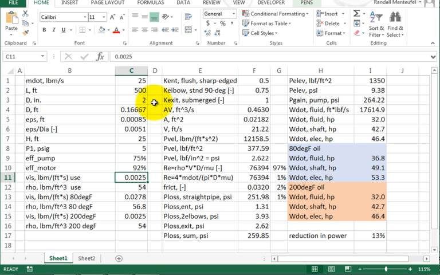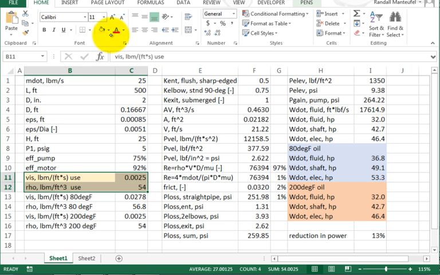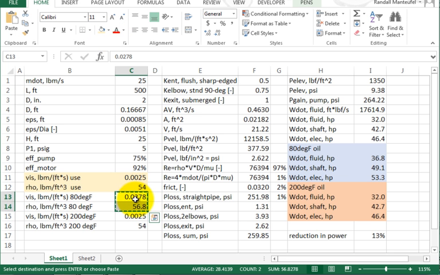And then what I did was I put in 2 lines here, and these 2 lines are for what I'm currently using. And if I want to go with 80 degree, I'll take those and just do a copy and then do a paste, and it's just a little easier for me. Then to keep going, I have the flush, sharp-edged loss coefficient on entrance, 0.5. Standard 90-degree elbows, 0.75. Submerged is 1. Then I have the volumetric flow rate, the area, the velocity.